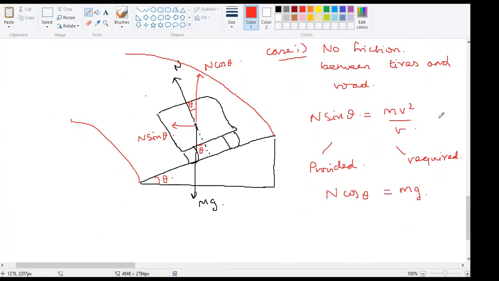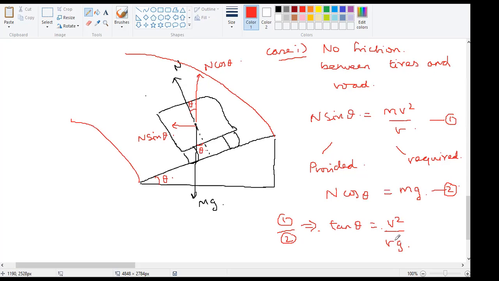So if I take this as equation 1 and equation 2, I can say n and n will cancel. So 1 by 2, sin theta by cos theta will become tan theta. M and M will cancel. So I will be getting v squared by rg.